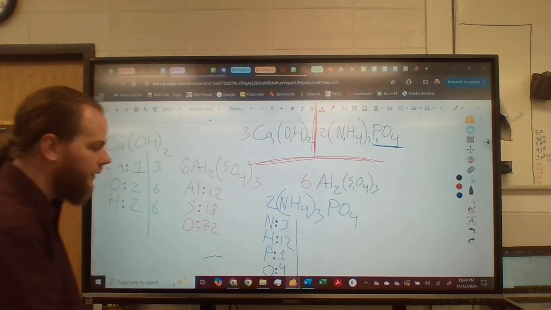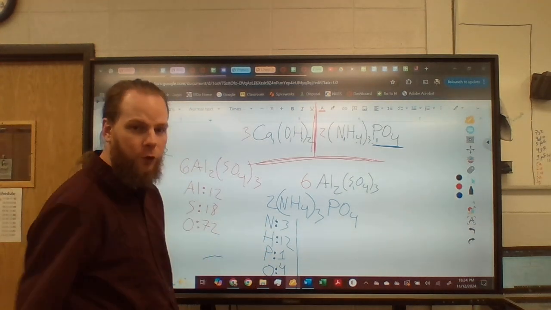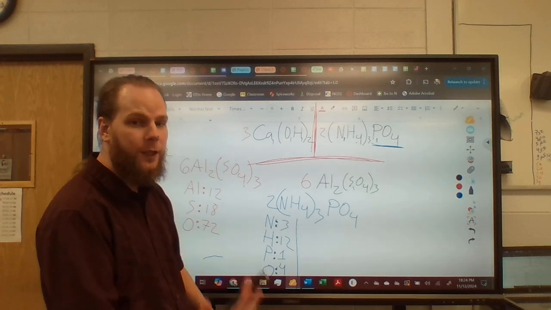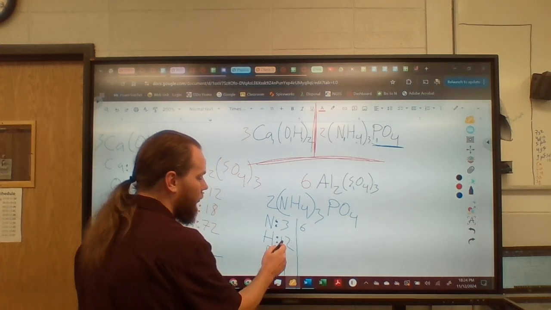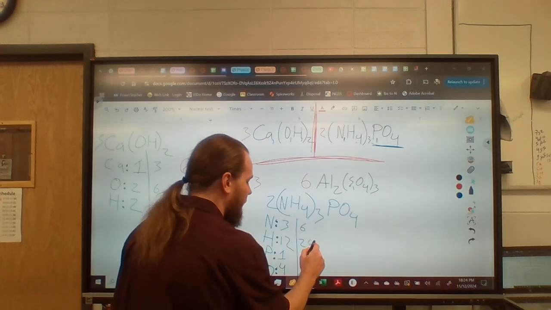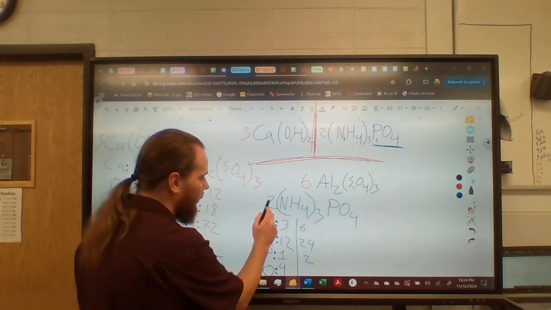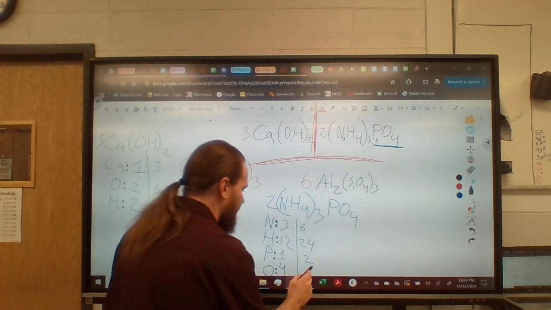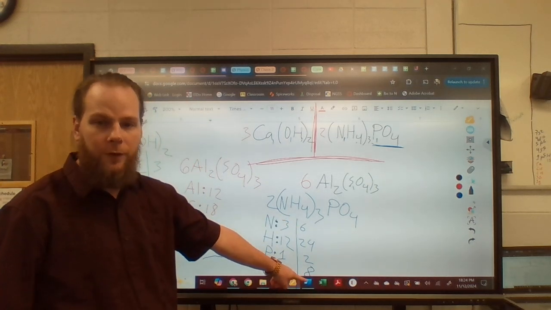Then we put our line, and we're going to multiply all of these times 2, because the coefficient is 2. So 2 times 3 gives us 6. 12 times 2 gives us 24. 1 times 2 is 2. And 4 times 2 is 8. So these would be the answers that you're after.